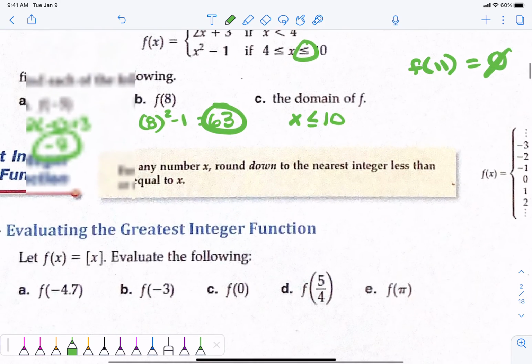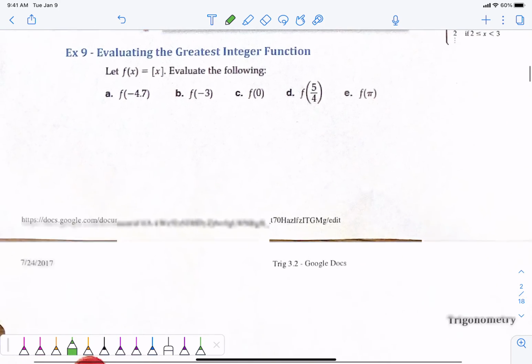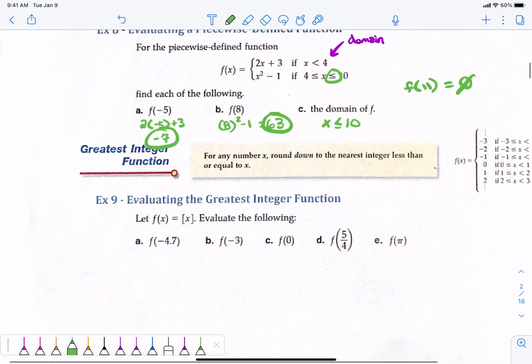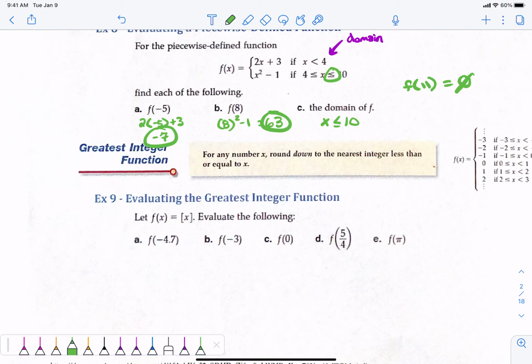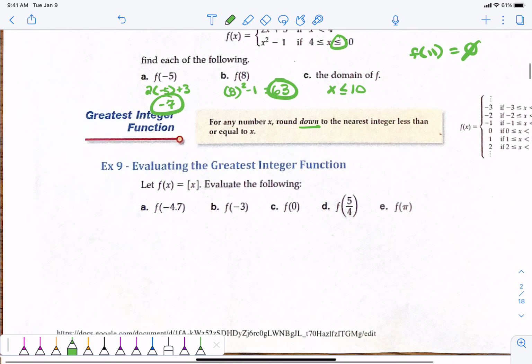Okay, there's that. Worksheet. All right, last thing, here we go. Example 9 is talking about the greatest integer function, okay? The greatest integer function is you always round down. Here's an example that I always refer to when I'm thinking of the greatest integer function: it is your age. Your age is always rounded down to the age that you are.